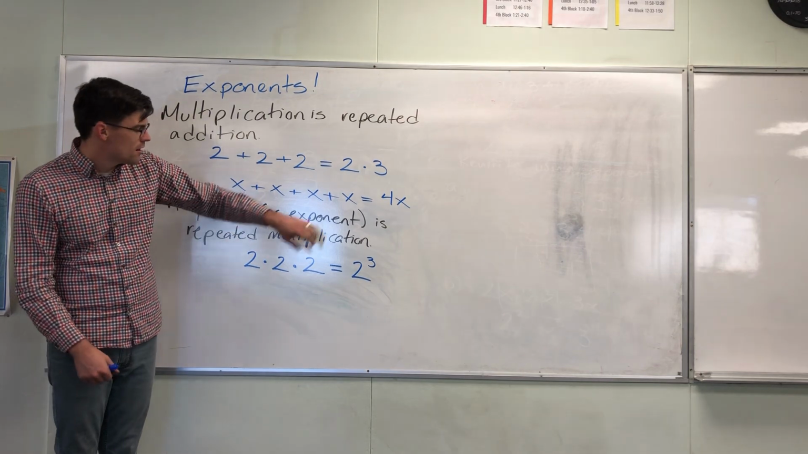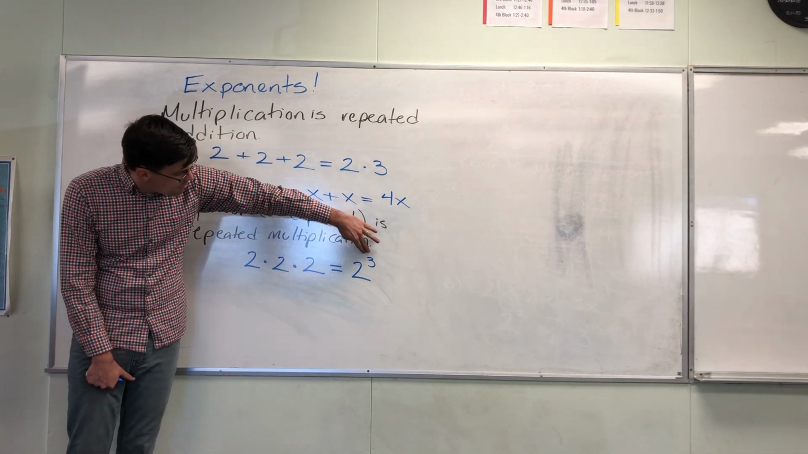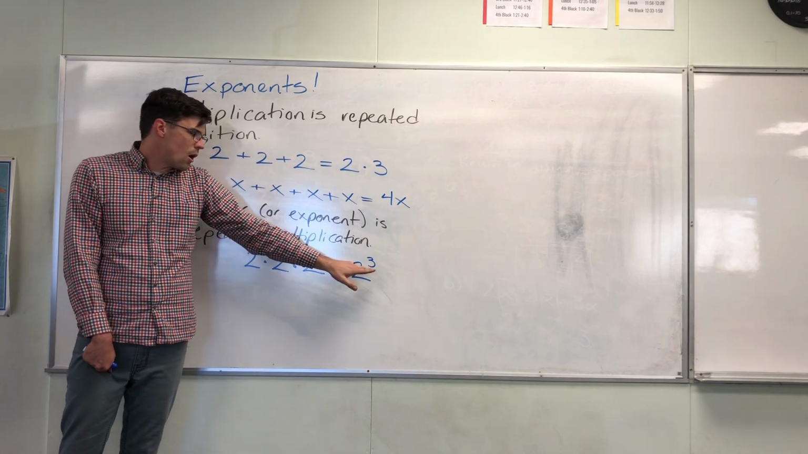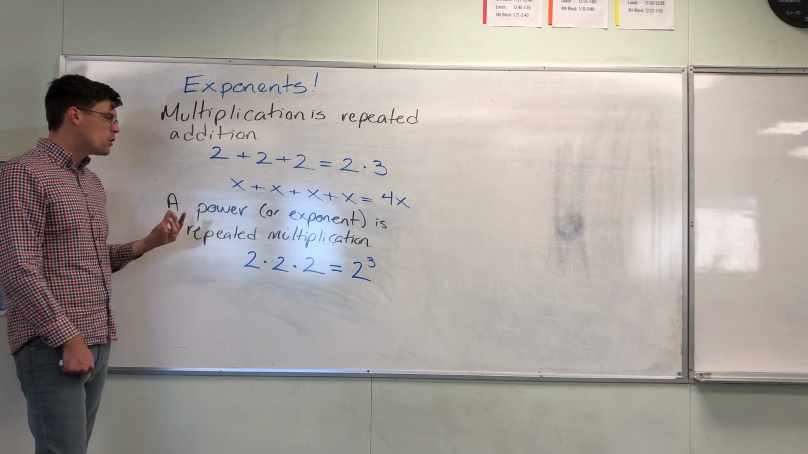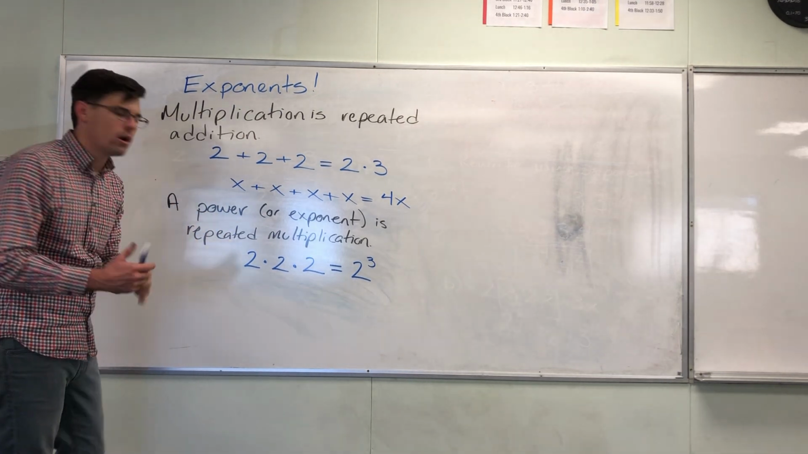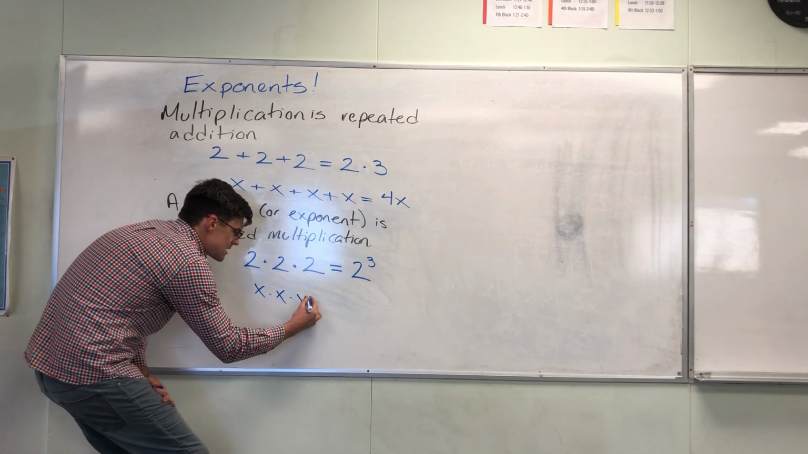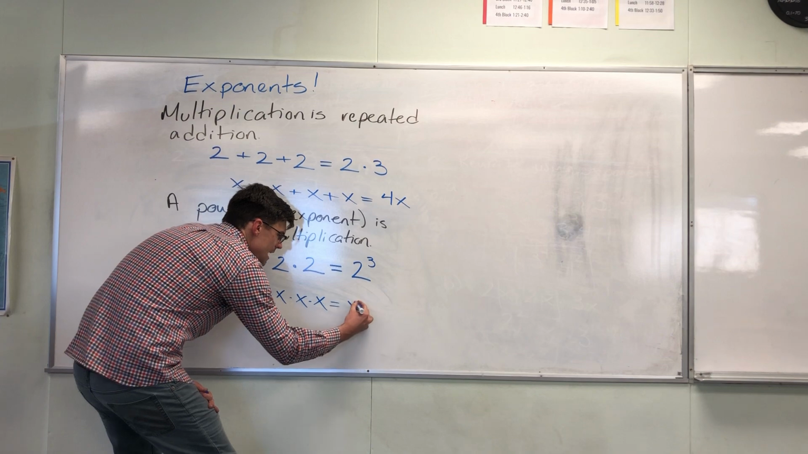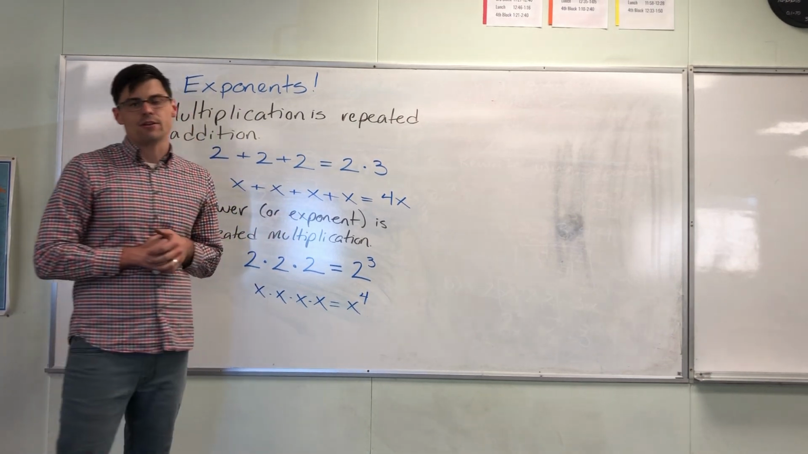So what I have here is my large 2 as my base, and a small number floating above that, and we call that tiny number an exponent. And you might have noticed I wrote the word power here. I'm going to go over that vocab in a moment, but I want to remind you guys that you also can do the same thing with a variable. x times x times x times x would be x to the power of 4. 4 x's being multiplied together.